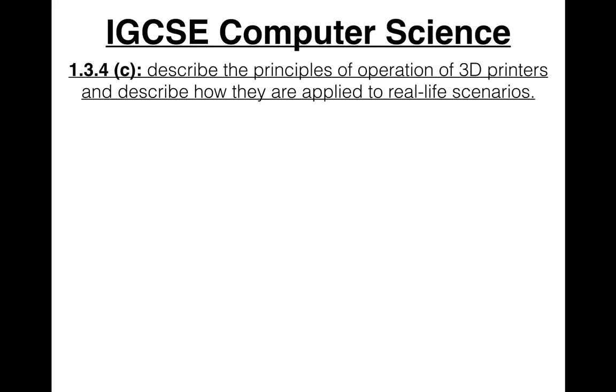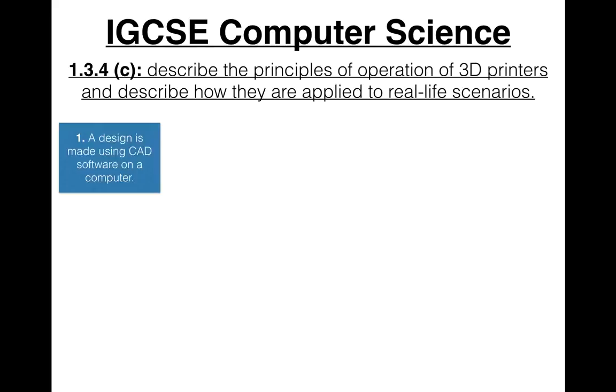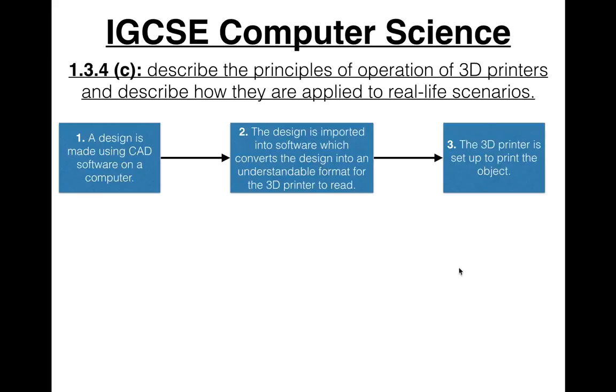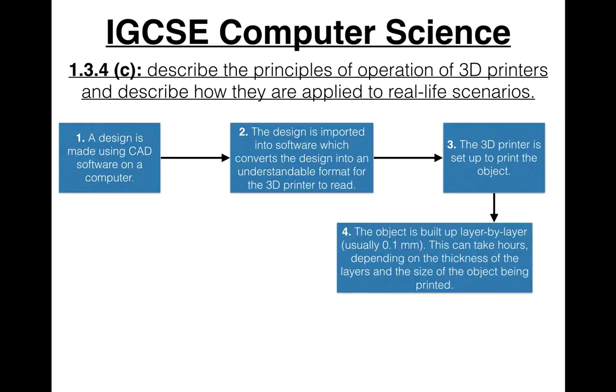So here are the steps involved in 3D printing. A design is made using computer-aided design software on a computer. The design is imported into software which converts the design into an understandable format for the 3D printer to read. The 3D printer is set up to print the object. The object is built up layer by layer. The layers are usually 0.1 millimeters. But this step can take hours, depending on the thickness of the layers and the size of the object being printed. So if you imagine how slow an inkjet printer is, here's a 3D printer.